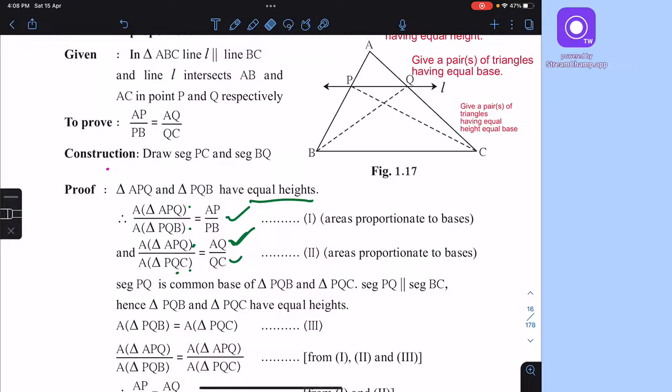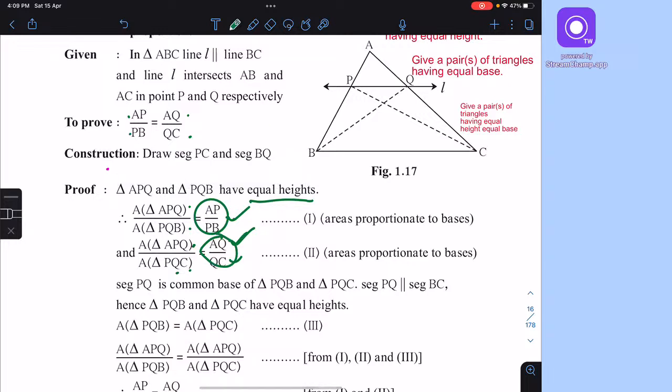Now consider what we want to prove. We want to prove AP upon PB is equal to AQ upon QC. Here we got AP upon PB, and here we got AQ upon QC.